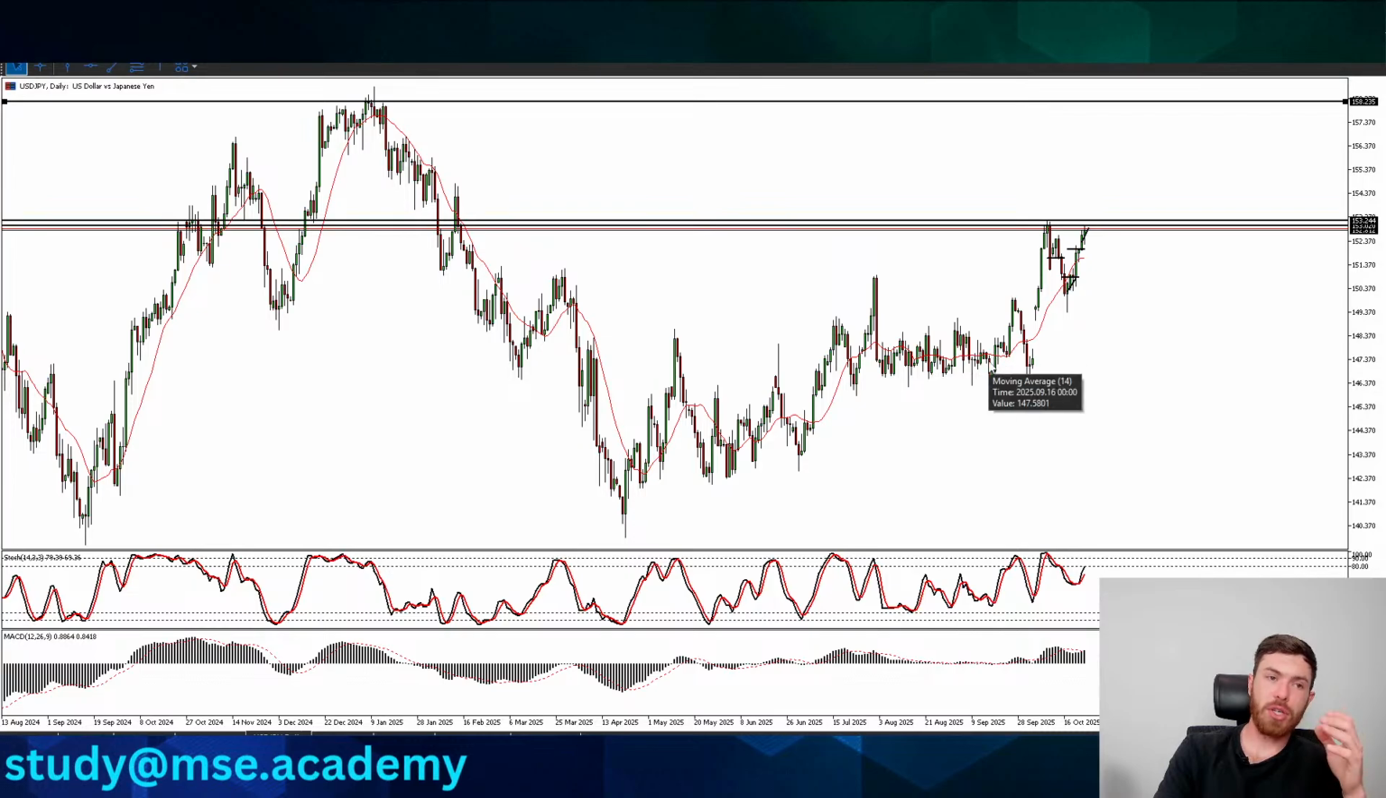I wasn't actually going to share this USD JPY trade. There is a lot more information to this trade that I want to focus on and get into. So I'm going to make sure I do a video on that as well.